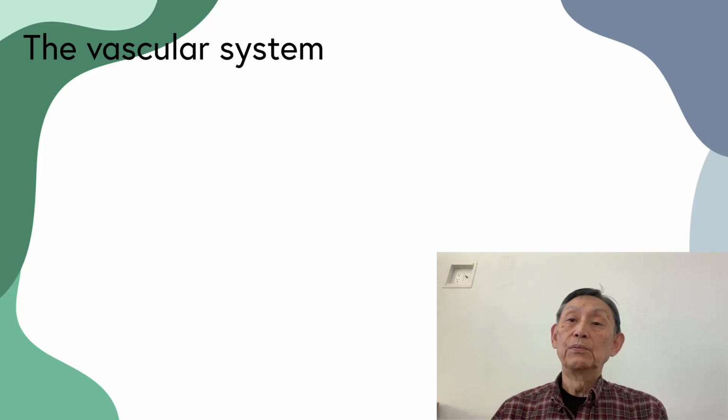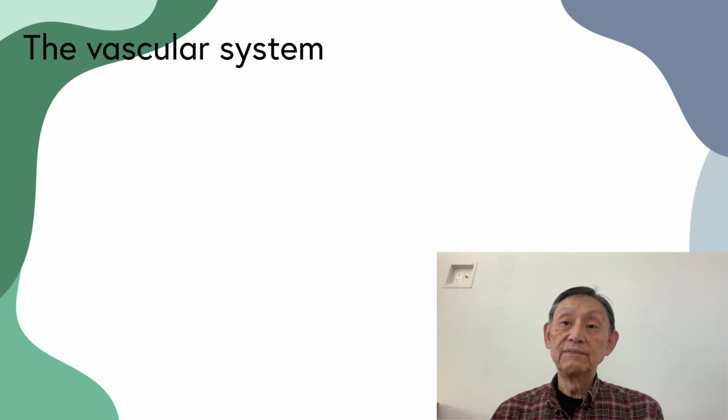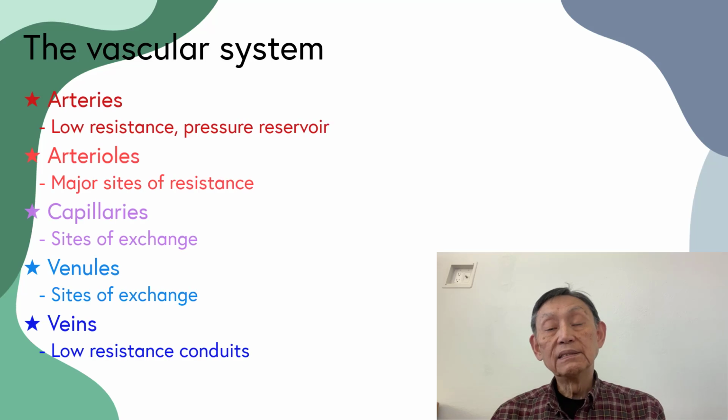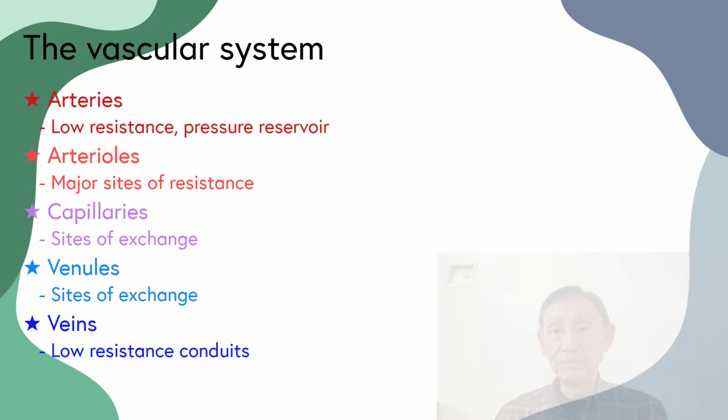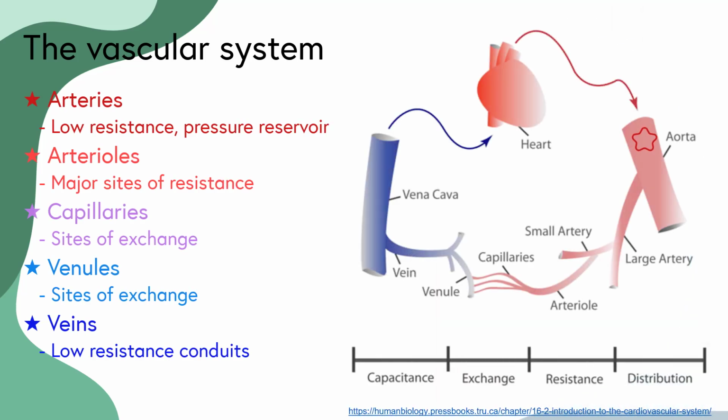Okay, now we formally introduce the vascular system. The vascular system starts with arteries. The aorta is the biggest artery, and then it branches into different arteries that supply all the organs and tissues of the body, from the biggest artery to big arteries to smaller arteries. The arteries are big and very elastic, so they have low resistance and they can store pressure. We call them pressure reservoirs.